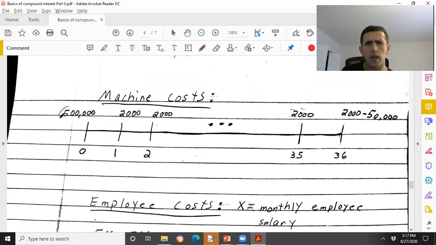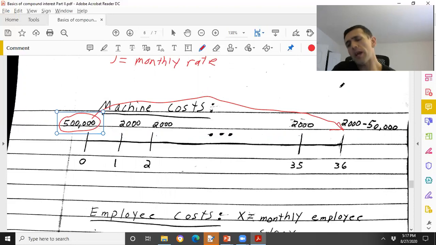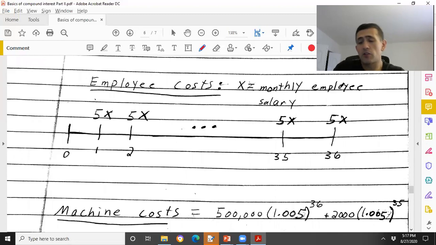Okay, so we play the same game here. We ask, well, 500,000. How much is that after 3 years relative to my monthly interest rate of j equals 0.005, which is 0.5%? And sorry, by after 3 years, I mean after 36 months. Well, the 500,000 accrues 36 months of interest at interest rate 0.5%. So it's 500,000 times 1.005 to the 36.